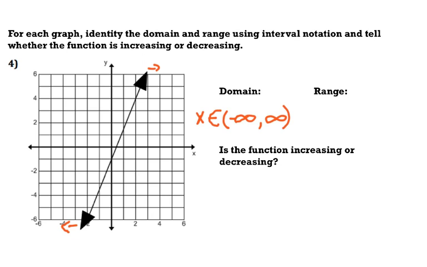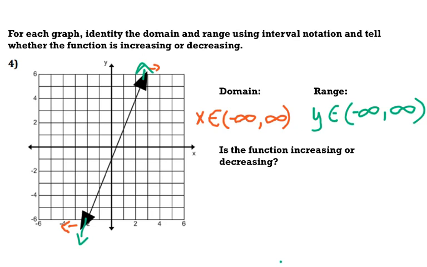Now to find the range, notice the arrow is pointing up, so it's going to go up forever and down forever. So our range is going to be the interval, so that y is an element from negative infinity to positive infinity. Because our line is going to continue to go up and down forever.